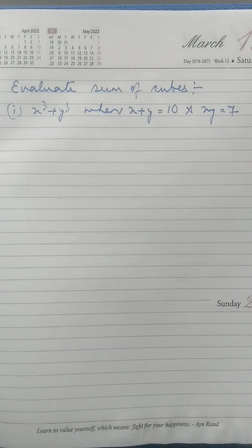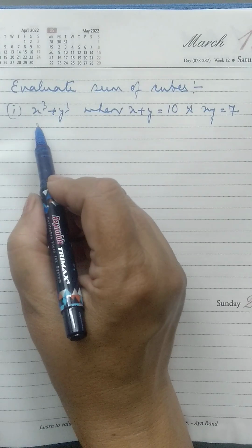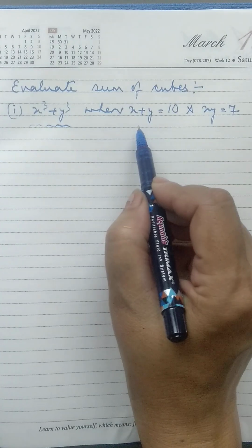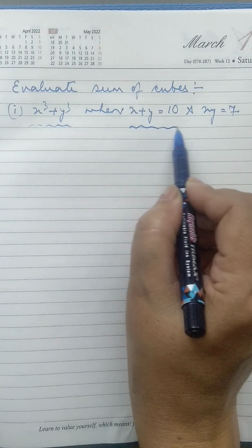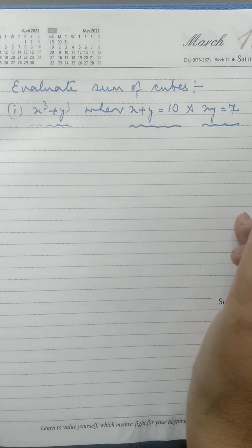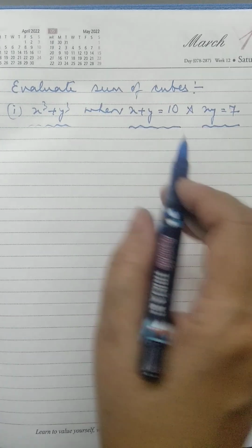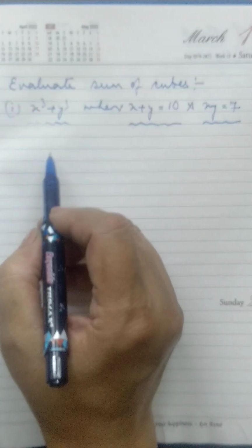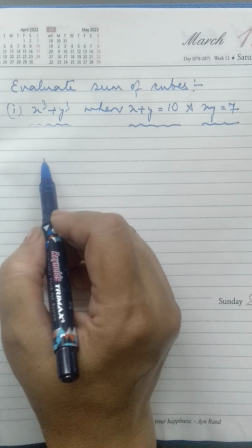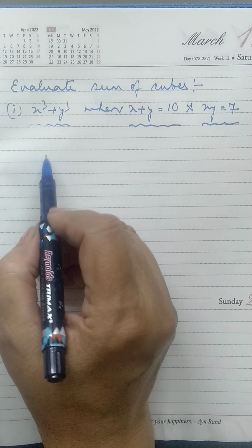So in this video we will be discussing how to evaluate the sum of cubes. As you can see, we have to find x cube plus y cube, provided x plus y is equal to 10 and xy equals 7. You can understand this better by means of the cube formula. All right, so let me take you a little behind once again to understand better.